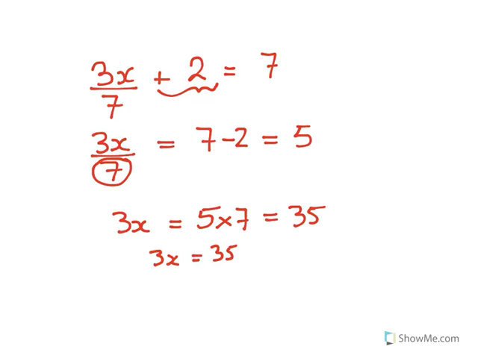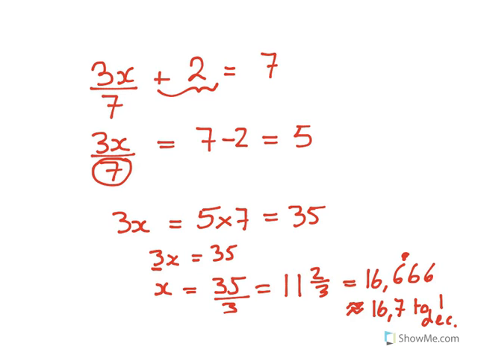Well, we move the 3 to the other side to get what 1 lot of x is. It was multiplied on this left-hand side of the equation, so it's going to turn into divide when we move it to the other side. Equals 35 divided by 3. 3's into 3 go 1 time, 3's into 5 go 1 time, and 2 left over, so 11 and 2/3.